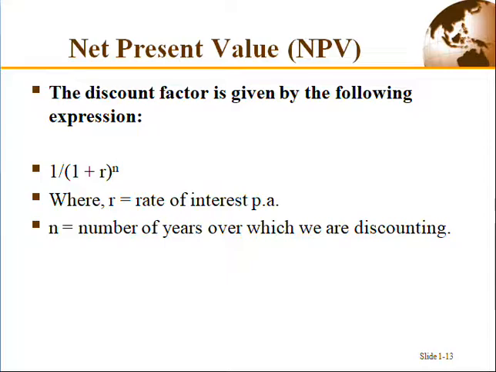that's why the name is net present value. We use a discount rate, okay, what we call rate of interest, and then we discount over the number of years that the business is expected to run.